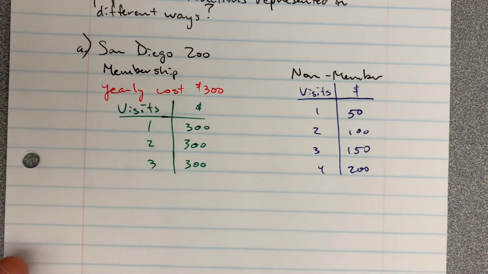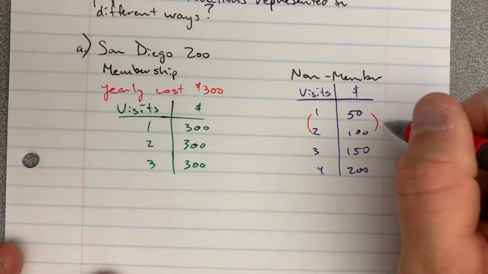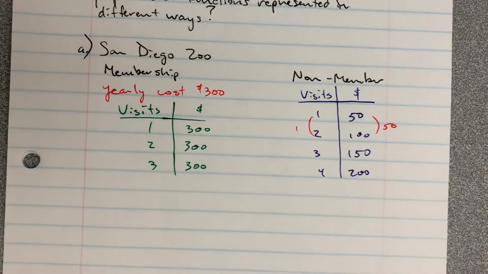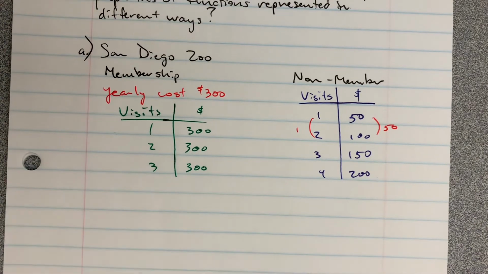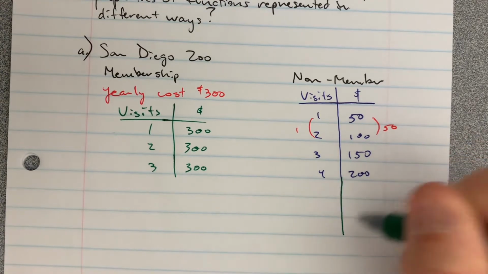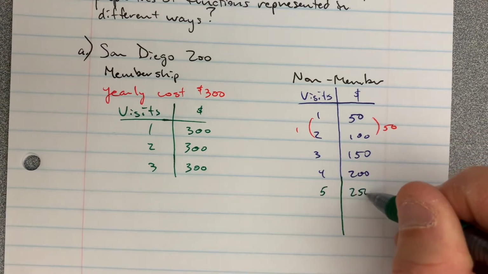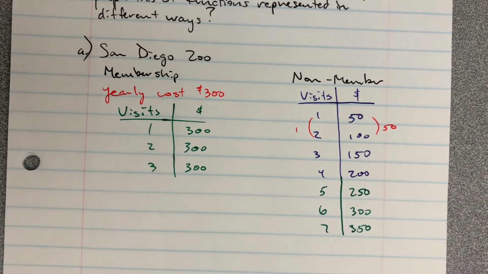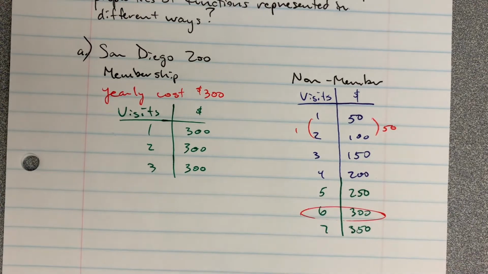The first thing that I notice is we have a constant rate of change here of $50 per visit. So it's going to cost me 50 times the number of visits that I go. Over here, I went one time, it's $300, but as long as I go more than that during the year, it's still going to just cost me the $300 during that 12-month calendar year. If I were to continue this little graph, 5, $250, 6, $300, 7, $350, now is where I have found my break-even point when I'm comparing these two.